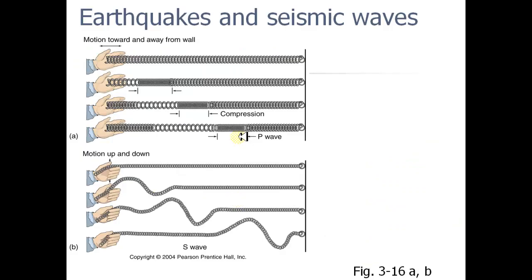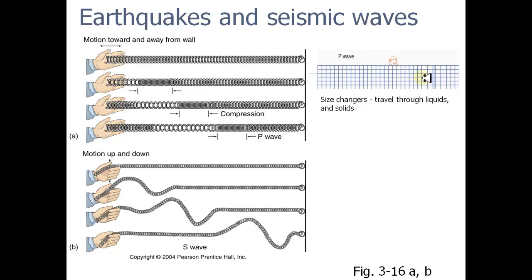Earthquake waves can be represented by slinkies. If you take the slinky and you push it forward and backward, you watch the compression and expansion. This makes what's called a P wave. The P wave is the fastest of all the waves, and it basically is just compression and expansion. Because of that it's a size changer, so it travels through liquids, which don't like size change as well as solids do. It will not travel through gases because gases don't care about size. Then we have S waves, and that way you move your hand up and down and you make these waves.